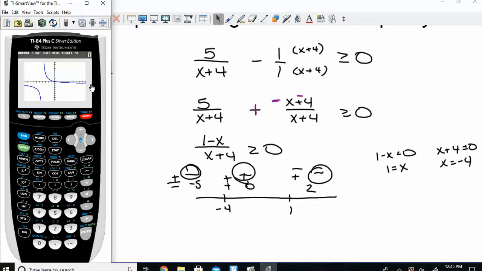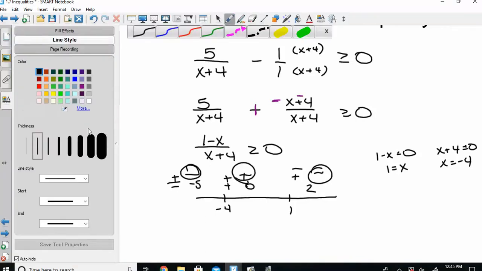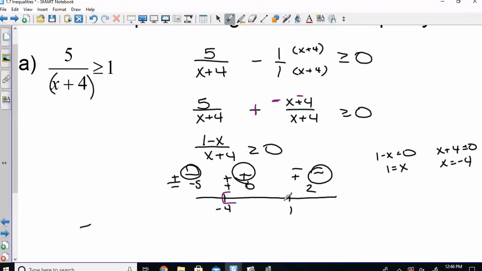Which ones did I want? Greater than 0 means positive. Okay. We have equal to, which means brackets. However, if I do this, my answer is not correct. Does anyone know why?